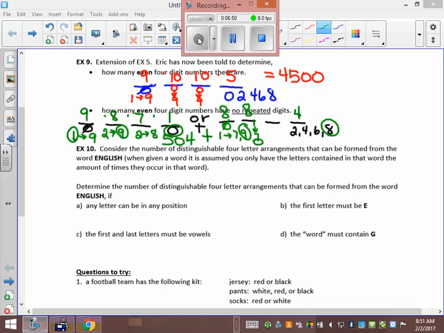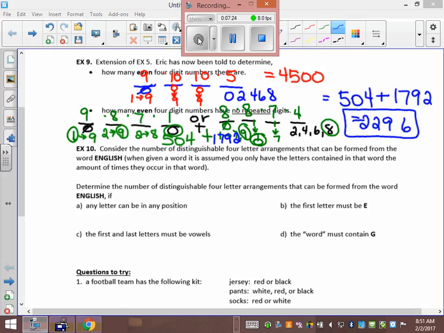And now say I keep the 0 here. Now I'd have 1 to 7. So I have 7 options. So what's 8 times 8 times 7 times 4? So I have 504 plus 1792. 2,296.